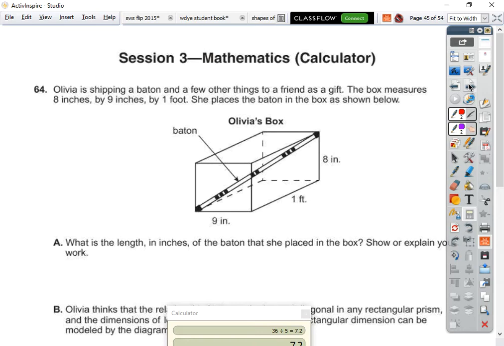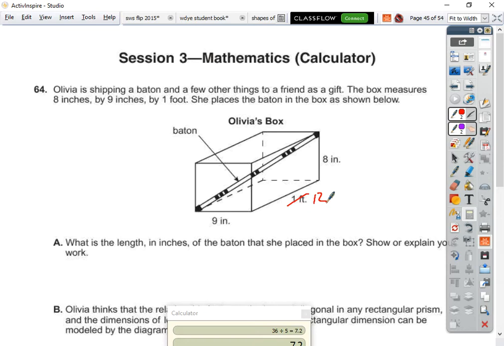Last one. Oh, we had a problem just like this. Instead of a baton, we had a flute. All right, Olivia is shipping a baton and a few other things to a friend as a gift. The box measures 8 by 9 by 1 foot. So that 1 foot I'm going to change to 12 inches because we need to have the same dimensions everywhere. She places the baton in the box as shown below. What is the length in inches of the baton that she placed in the box? In other words, it wants to know that long diagonal.